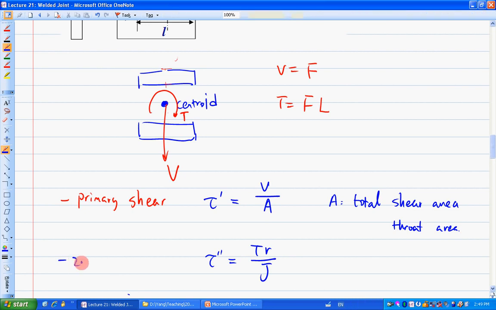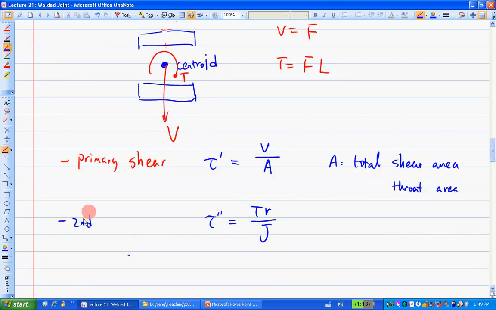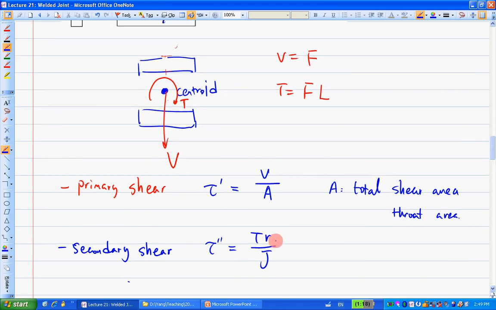This one here we call the secondary shear. Still TR over J. But you can see now the R determines the value of the shear, because J will be the same thing. J refers to the polar moment of area of this weld group.